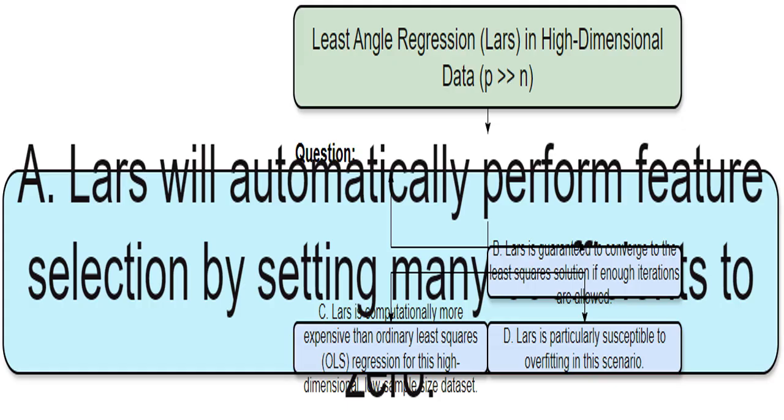This statement is true. Lars has an inherent ability to perform feature selection. It does this by gradually adding features to the model, focusing on those that most strongly correlate with the remaining unexplained data. This often results in many features having near zero coefficients, effectively removing them from the model. I would say that this property is a key strength of Lars in the high-dimensional setting.